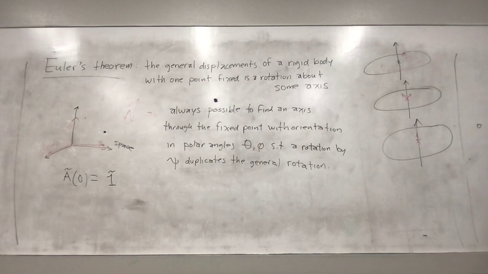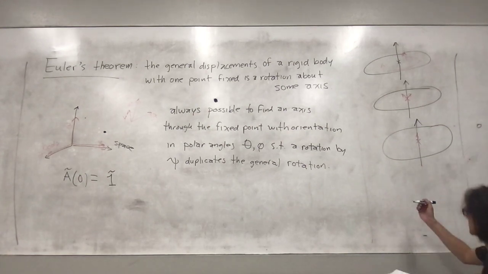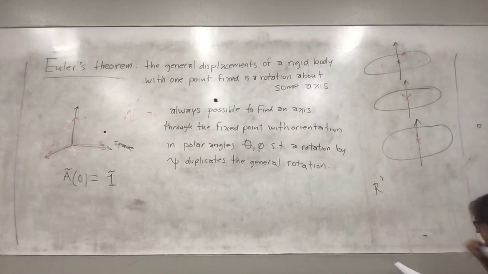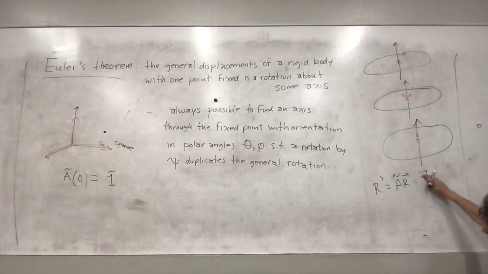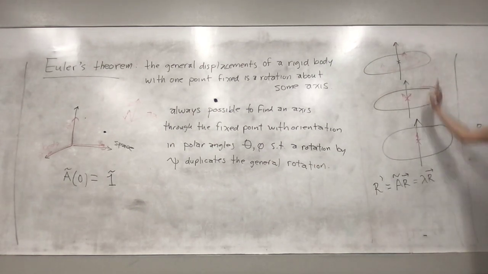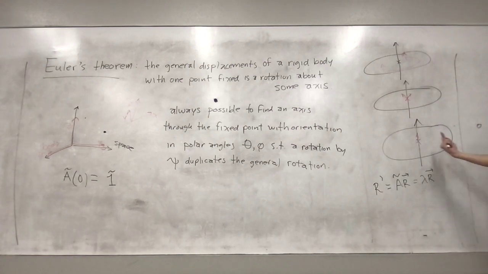So if that is the case, we will write this as r prime is equal to our rotation matrix with the Euler angles times the vector r, and this is equal to just r. And this is actually the case that we care about, but more generally, this is going to be equal to lambda r, where lambda is the magnitude of this vector. So it can be really big and still the direction is the same.